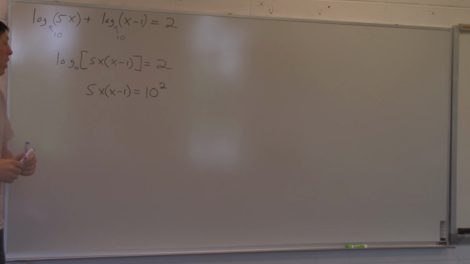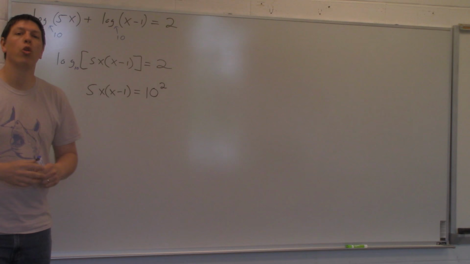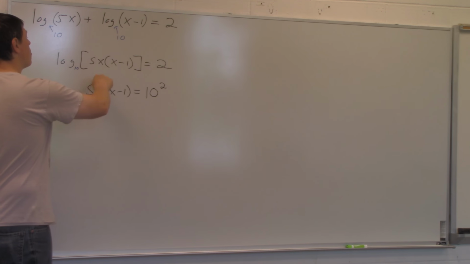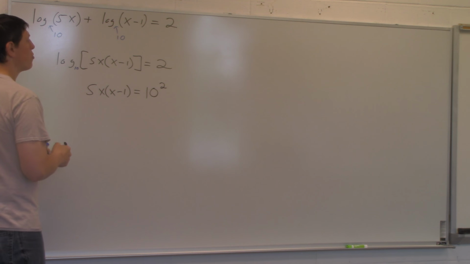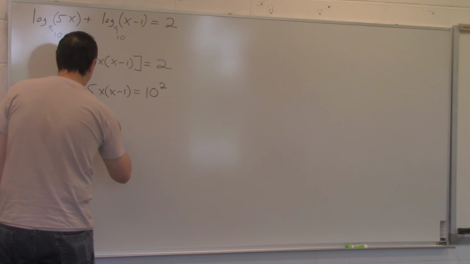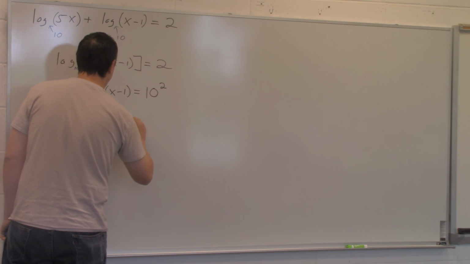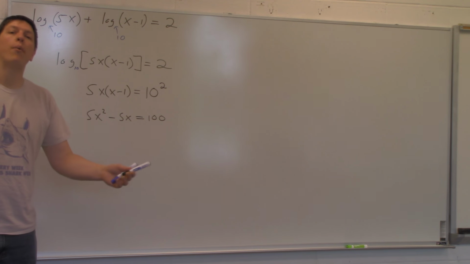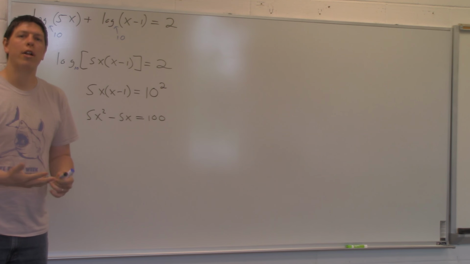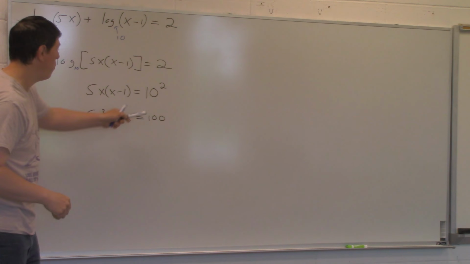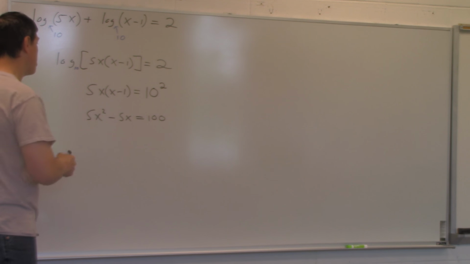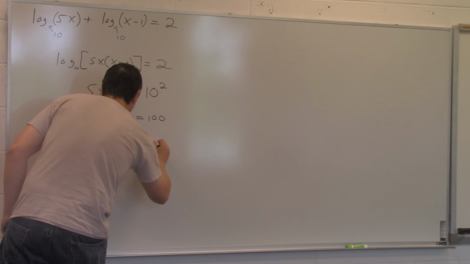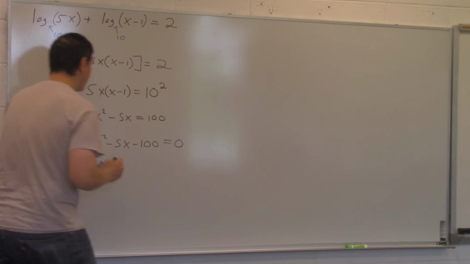So at least now it's not going to be a logarithmic equation. Now it's more like a polynomial equation. I'm going to evaluate 10 squared, and I'm going to distribute the 5 through. So by distribution and squaring, I wind up with 5x squared minus 5x equals 100. All right, now we have a regular quadratic. Remember, to solve a quadratic equation, we have to set the equation to 0. It's pretty easy if we subtract 100 from both sides. So I'm going to get 5x squared minus 5x minus 100 equals 0.